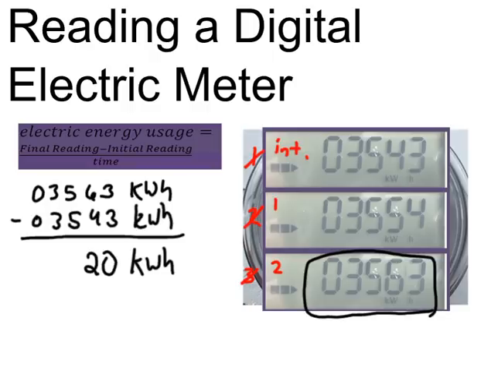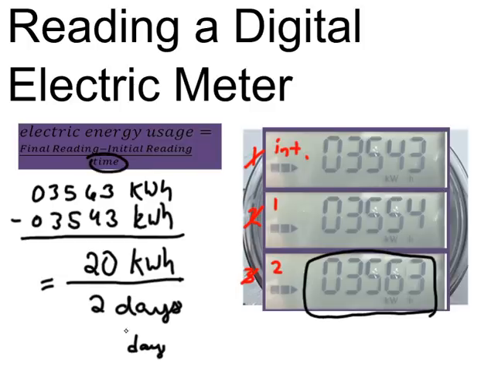The next part is to figure out how much time has elapsed, because we're trying to find an average use here. So here's our initial, 24 hours passes on the first day, and then another 24 hours. So we're looking at a change in 2 days. All right, so it's 20 kilowatt hours divided by 2 days, and we end up with, in our units, day in our denominator, and our numerator will be kWh, kilowatt hours. So 20 divided by 2 is 10. So our average use from these readings would be 10 kilowatt hours per day.